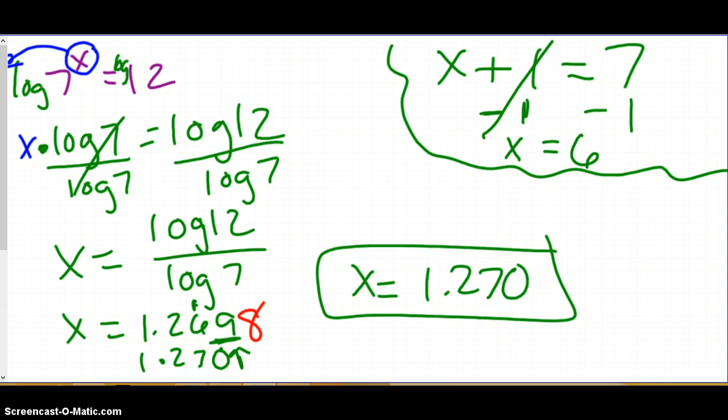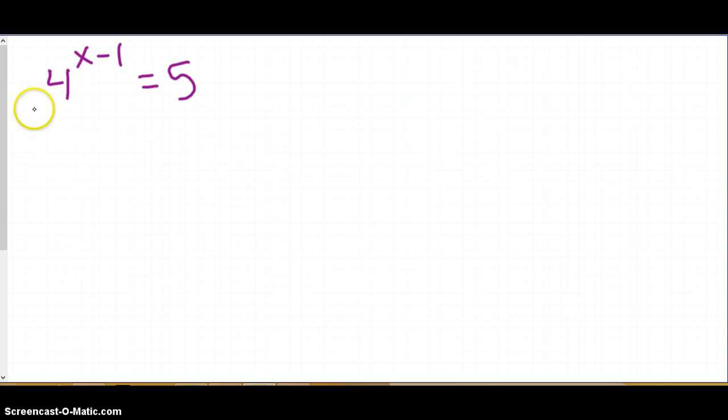So let's look at a different one. This problem will start the same way, but notice the variable now has this minus 1 attached to it. It's going to end a little bit differently. So we still start by putting log in front of each of them. And the reason we have to do it to both sides is because we're working with an equation.